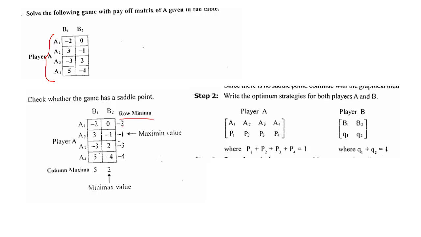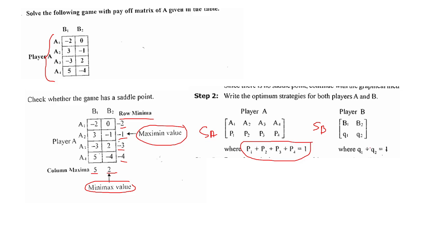Find the row minimum. In all the rows, find the minimum value. From all the columns, find the maximum value. Find the minimum among the maximums and the maximum among the minimums. As these two values are not the same, there is no saddle point. The strategy is represented like this. For A, it is A1, P1, A2, P2, A3, P3, A4, P4. For B, it is B1, Q1, B2, Q2, such that the sum of the probabilities of P is 1, and the sum of the probabilities of Q is 1 again.